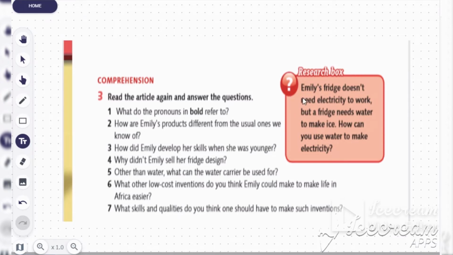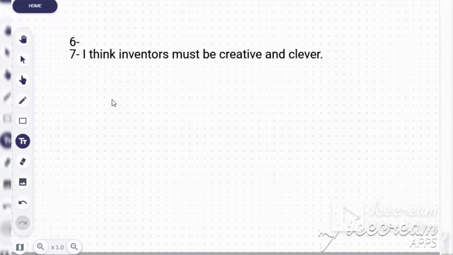Emily's fridge doesn't need electricity to work, but a fridge needs water to make ice. How can we use water to make electricity? This is the question. How can we use water to make electricity? Okay, think about this. I'll give you 2 minutes to think about this research box. Now we will answer the research box, صندوق البحث.